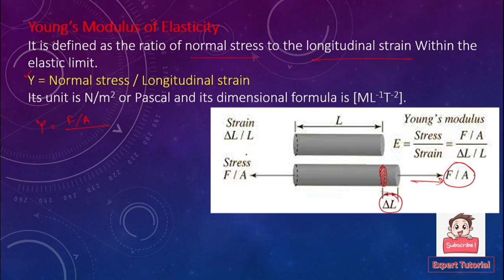What is this longitudinal strain? It is the change in the length, that is delta L, to the original length, that is L. So delta L divided by L. So this is the Young's modulus of elasticity, and its unit is Newton per meter square, as the strain has no unit. That's why its unit is the Newton per meter square, the same as the unit of stress.